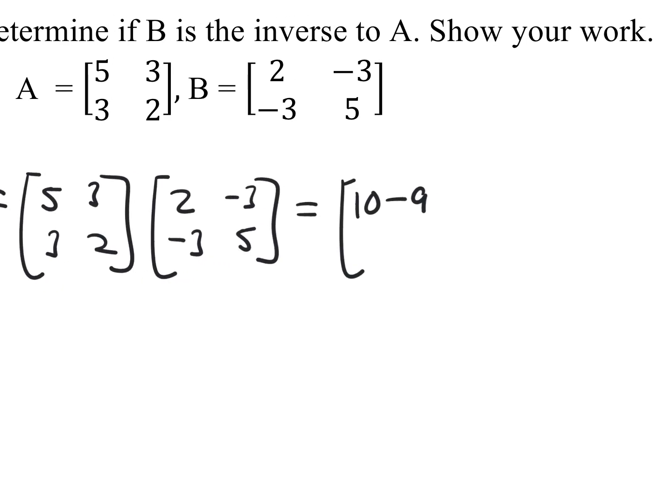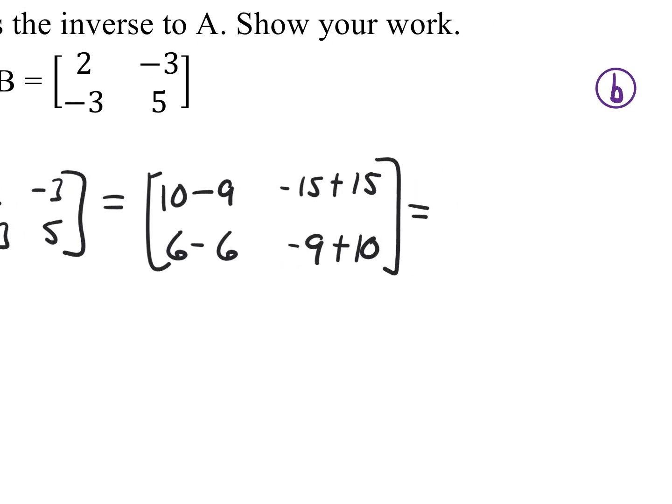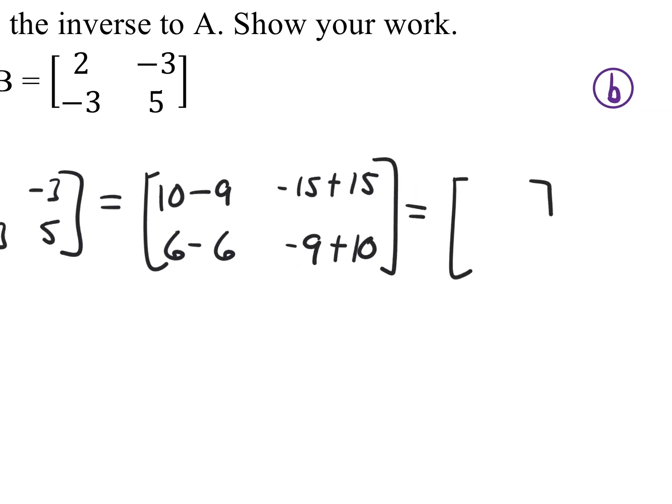What about our second entry? Good, right? So we get -15 plus 15. And then bottom row first entry. Good, we get 3 times 2, which is 6, plus 2 times -3, which is -6. And then the last entry. Good, -9 plus 10. And then we simplify all of these. What do we get? Yes, good. And that's exactly what we were looking for.